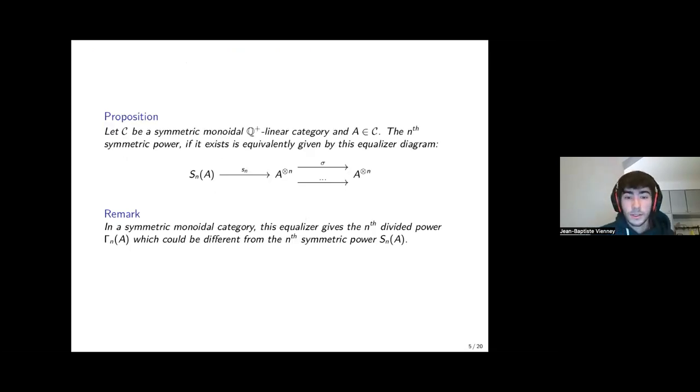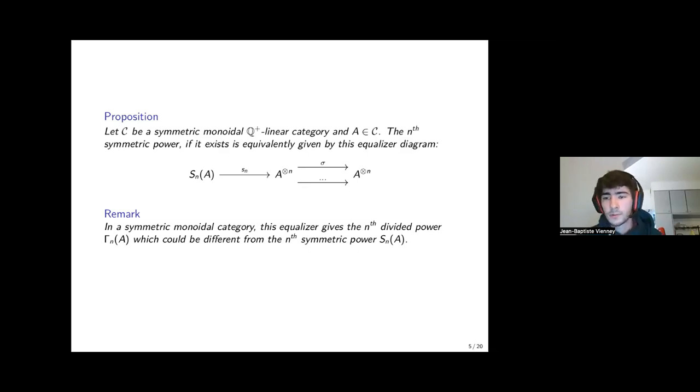In Q-plus linear categories, when we are able to multiply the morphisms by positive rational scalars, we can express the symmetric powers by the same diagram, but this time in the equalizer version. In general, in a symmetric monoidal category, what we obtain is not the n-th symmetric power, but what we name the divided power. But when we have positive rational scalars, for instance in vector spaces of characteristic 0, the notions of symmetric power and divided power are equivalent.